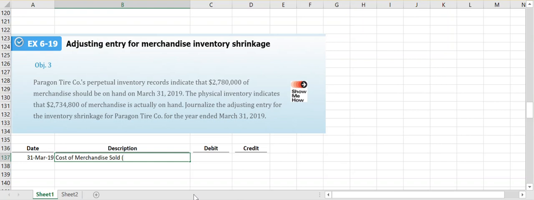sold account. So we do the difference between what our ledger says we have and what our physical inventory count indicates that we have in terms of inventory. So the $2,780,000 is what our general ledger account for our merchandise inventory indicates that we have, but after doing that physical inventory count, we know that we have less. So we are going to shrink our inventory by $45,200, and what we now have less of is our merchandise inventory for that same $45,200.